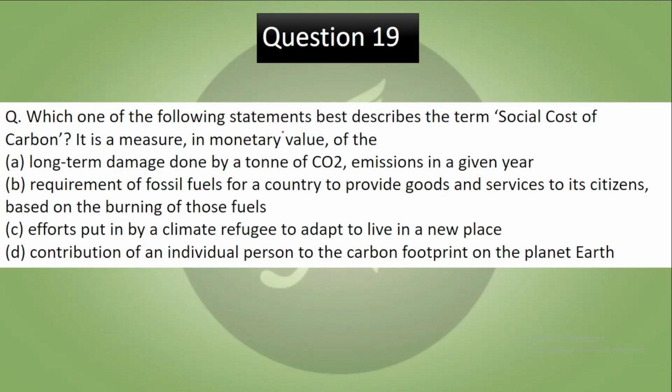19. Which of the following statements best describes the term social cost of carbon as a measure in the monetary value of the long-term damage done by a ton of CO2 emissions in a given year? A. Requirement of fossil fuels for a country to provide goods and services to its citizens based on the burning of those fuels. C. Efforts put in by a climate refugee to adapt to live in a new place. D. Contribution of an individual person to the carbon footprint on the planet Earth. Pause the video, try to answer.